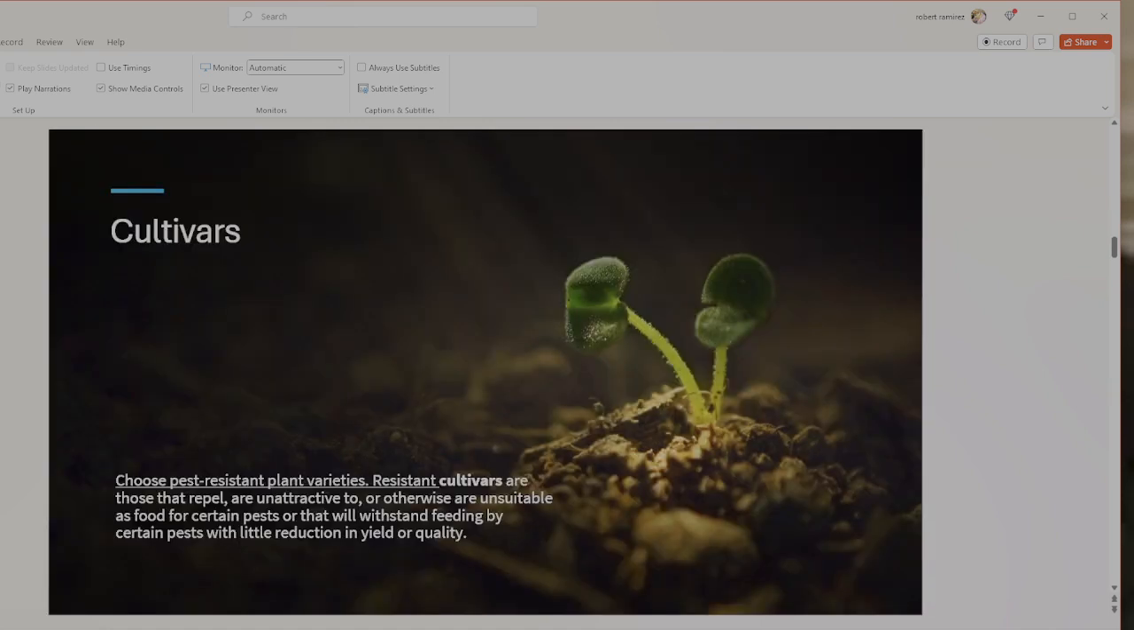Let's go to cultivars. Choose pest resistant plant varieties. Resistant cultivars are those that repel, are unattractive to, or otherwise are unsuitable as a food for certain pests, or that will withstand feeding by certain pests with little reduction in yield or quality. Let's go to the next one.